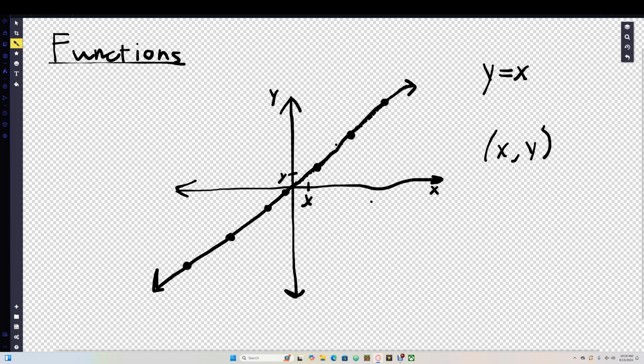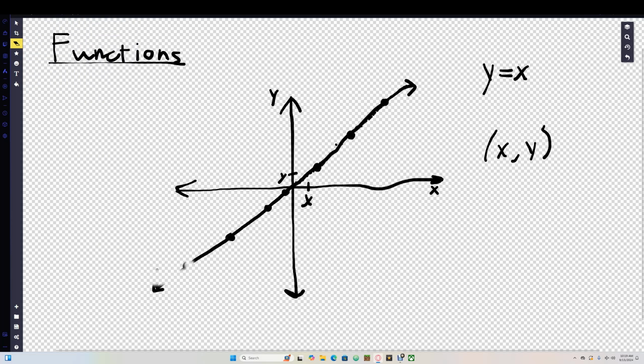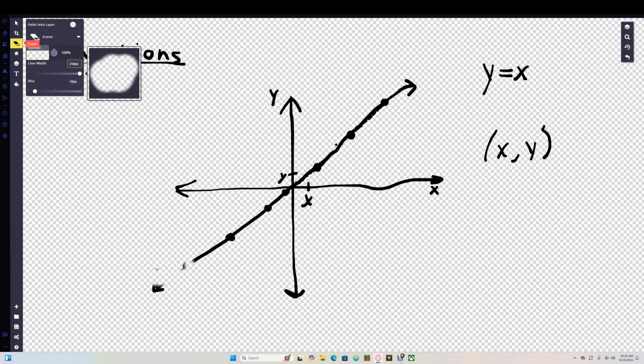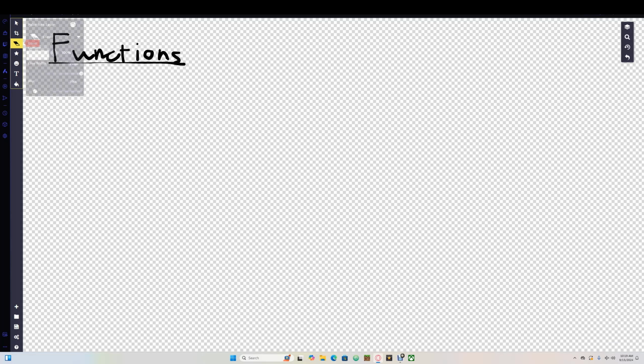There are two terms I want to talk about right now. One is called a discrete function, and the other is called a continuous function. Let me clear this. A discrete function is when it's not fully connected, or at least there are breaks in the line. A continuous function is when there are no breaks in the line, and it's like a line or smooth curve.